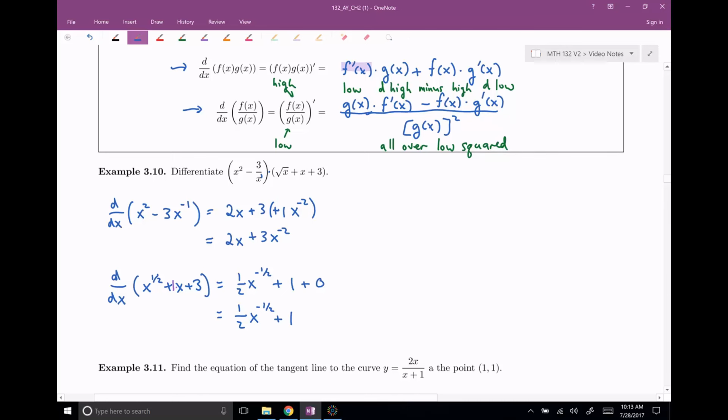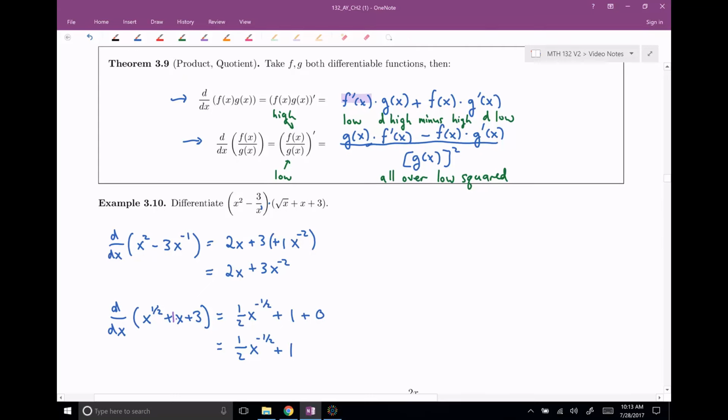Okay, now that I have these derivatives, basically it's just putting these things in the right spots. So I'm going to take the derivative of the first one. In this case, we have 2x plus 3x to the minus 2 times the second one, g of x. So that's this bit right here. So times root x plus 3. So notice this is not the derivative. This is just the original. Plus the original f, well, that's going to be this right here, x squared minus 3 over x, times the derivative of the second. So here's our second function. We know what its derivative is. We did that already down here. So that's going to be 1/2 x to the negative 1/2 plus 1.